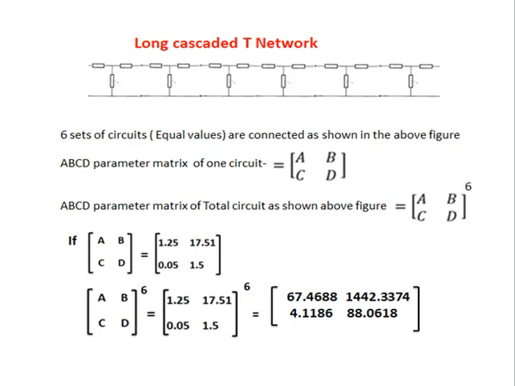67.4688, 1442.3374, 4.1186, 88.0618. That is, ABCD parameter of the total circuit is 67.4688, 1442.3374, 4.1186, 88.0618.